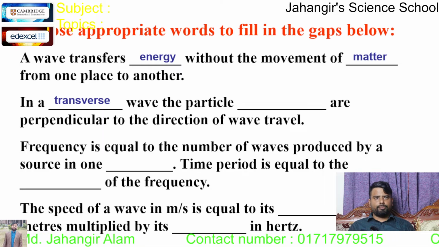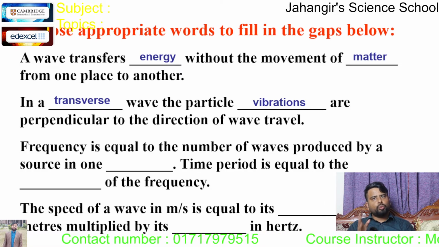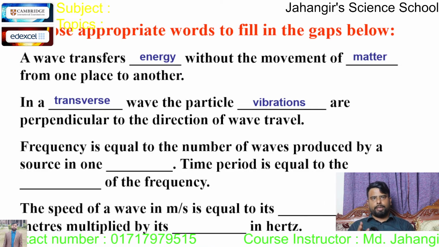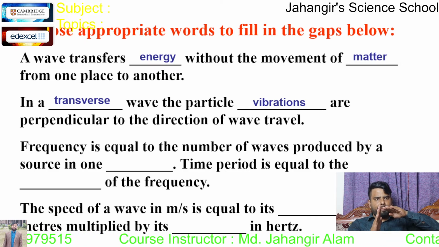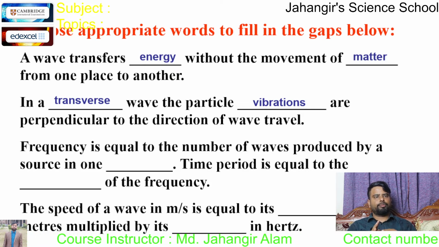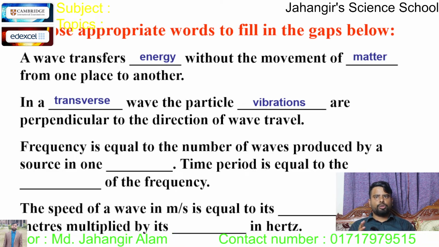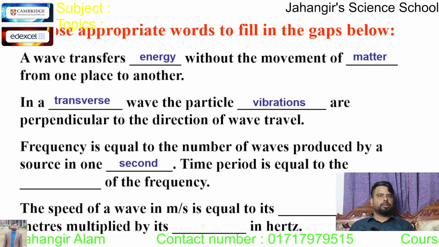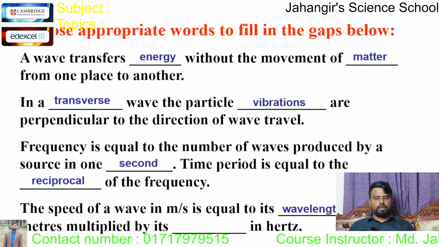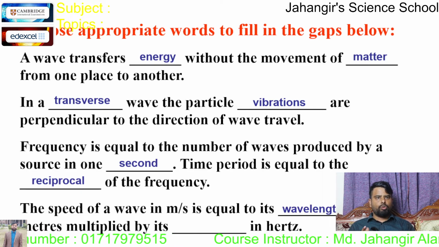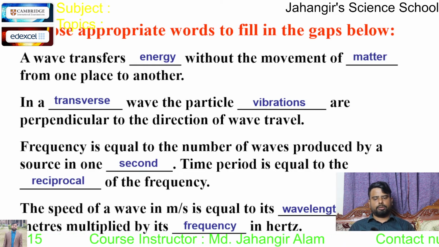In a transverse wave, the particle vibrations are perpendicular to the direction of wave travel. That means here the vibration of the medium particle is perpendicular to the direction of propagation of the wave. Frequency is equal to the number of waves produced by a source in 1 second. Time period is equal to the reciprocal of the frequency. The speed of the wave in meter per second equals the wavelength in meters multiplied by its frequency in hertz. Remember.